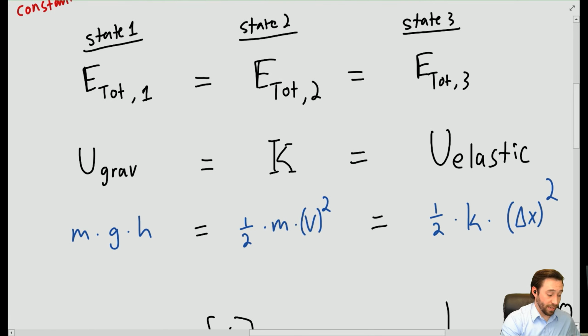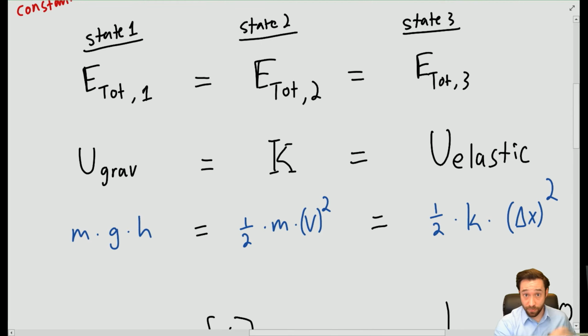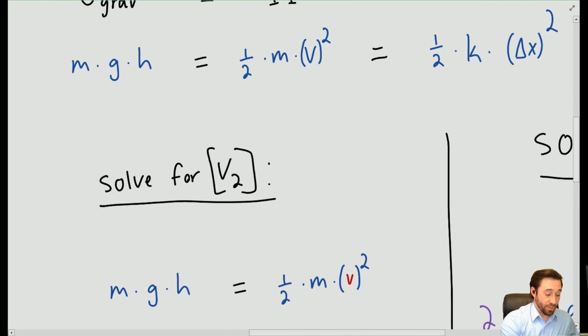Then all I did was I substituted in what the formulas were for each one of these. And these equations you should have written down on your formula sheet. If not, I will also provide those fundamental equations. So U-grav equals this, and so on. Then we solved for the velocity unknown.